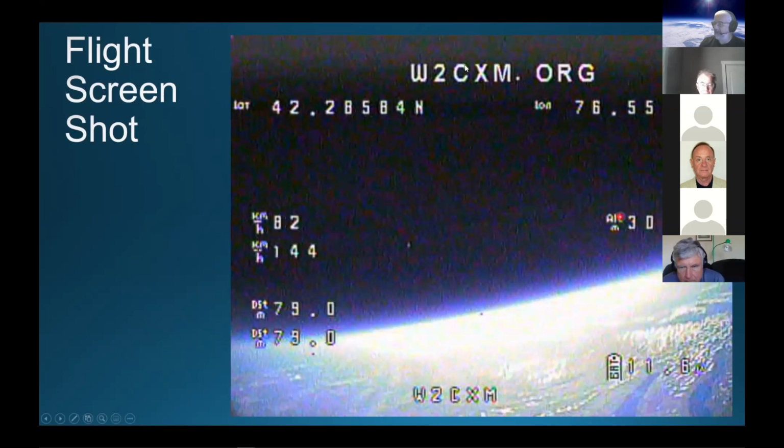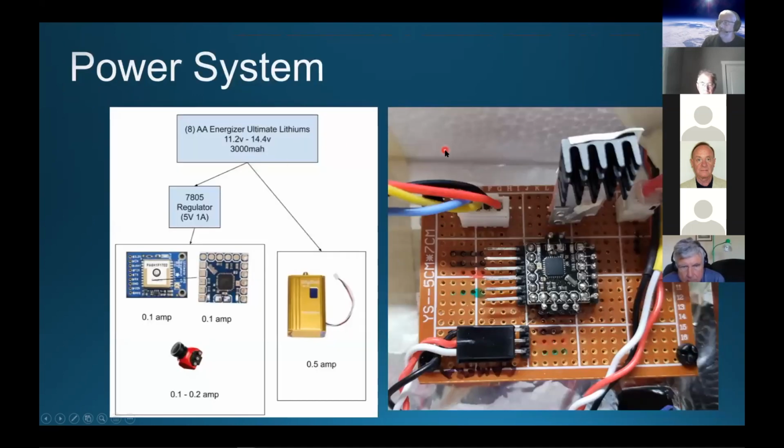So that's the data that we overlaid on the camera view. And this is actual camera view from that flight. And you can see down here the long finger-like lakes that we have in our area.